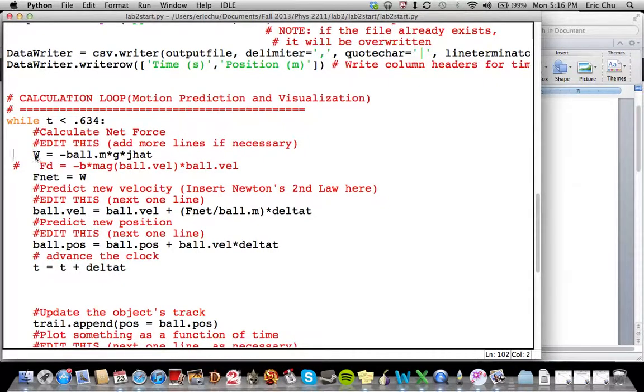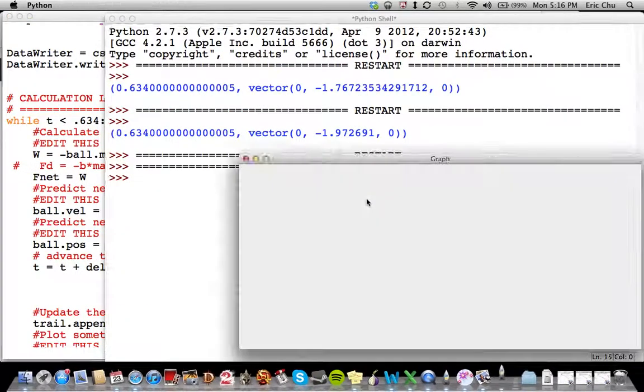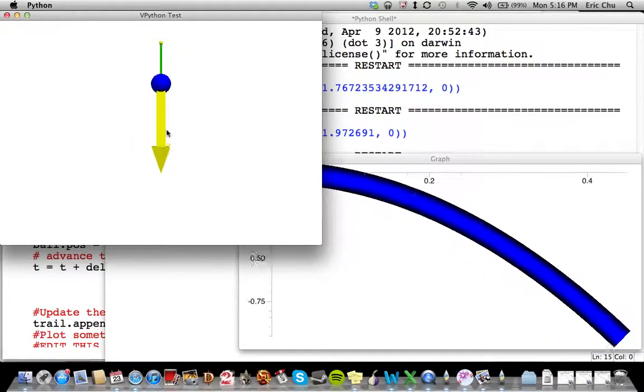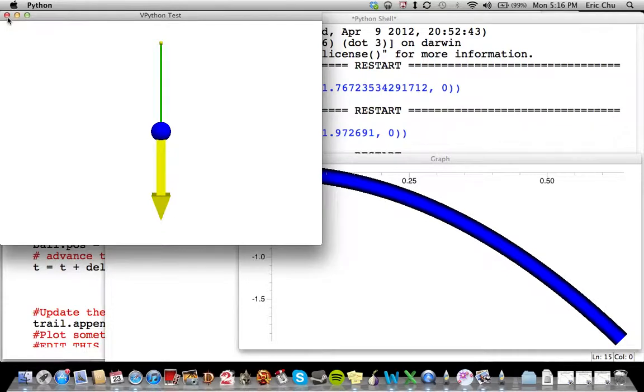And then here is our code. Here's the equation for the gravity force, and for our first run of code, we're just seeing how the ball moves with only gravity as the force acting on it. So F net is just equal to W here, and the drag force is commented out. So let's see how that looks. As you can see, there's only a yellow arrow pointing down for gravity.